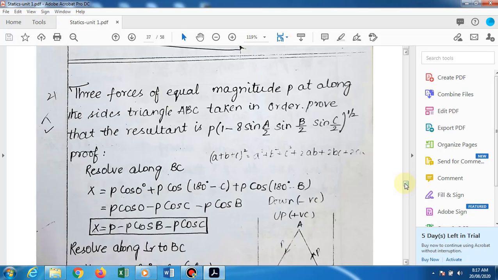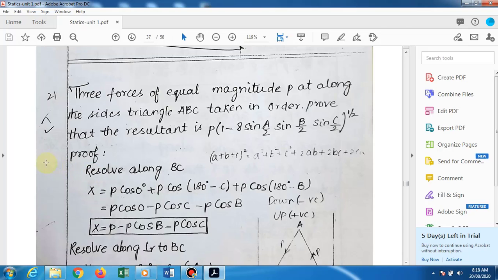As I said before, this problem is the same as the last problem. We only have to resolve. See, three forces of equal magnitude P act along the sides of the triangle ABC taken in order. Prove that the resultant is P into (1 minus 8 sin A/2 sin B/2 sin C/2) whole to the power 1/2.